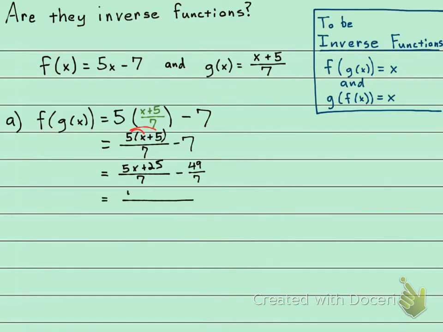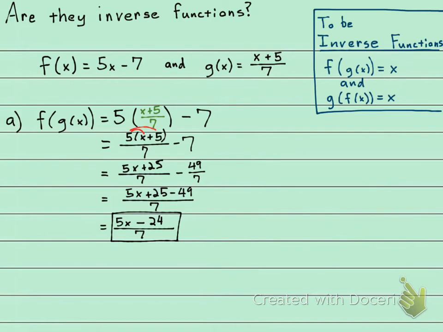And that's going to give me 5x plus 25 minus 49 all over a common denominator of 7. And that's going to give me 5x minus 24 all over 7. Okay, so the answer to the first part, the f of g of x, is 5x minus 24 over 7. Okay, so we know these are not going to be inverse functions. It doesn't equal x.